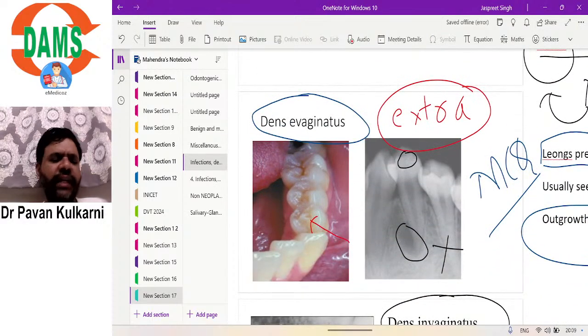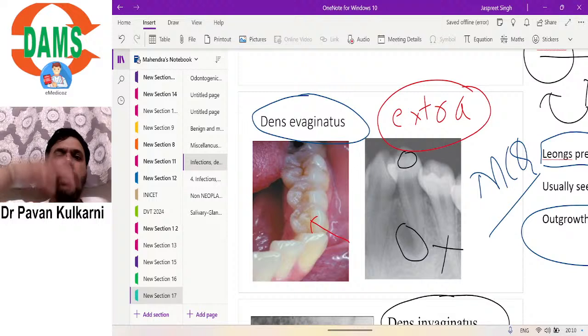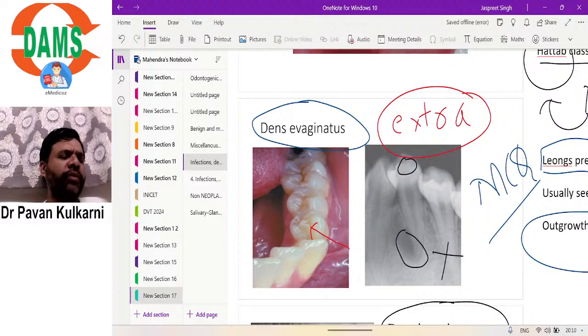This is dens evaginatus. Evagination means outward projection. So dens evaginatus is one developmental condition where typically on the mandibular premolar you will see one globule, an extra cusp. That is nothing but your dens evaginatus. It is also known as Leong's premolar. The point that we have to remember here is that typically this will affect the mandibular premolars.